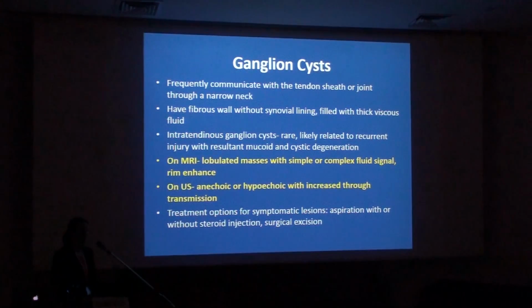How they look on MR: we see lobulated masses with simple or complex fluid signal characteristics, and if you give contrast, they will frequently remain hypointense. On ultrasound, they are typically anechoic or hypoechoic with increased fluid transmission or posterior acoustic enhancement. Treatment options for symptomatic lesions means send them to Dr. Adler to do aspiration and steroid injection, and if that doesn't work, they can be surgically removed. And it's very important to look for satellite lesions during the removal because they're prone to recur.